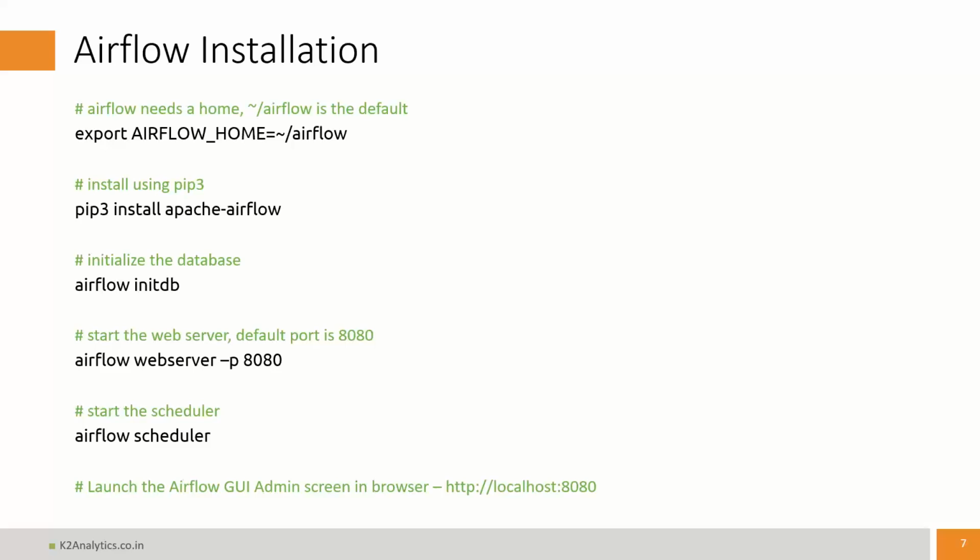Once you have installed it, you will have to launch the web server. The syntax is airflow webserver. By default, the port is 8080. In case your port 8080 is used by some other application, you can change this port. And you will have to run the scheduler. The scheduler is one of the important things because it schedules your jobs, and because of the scheduler, the jobs will get executed automatically at a periodic frequency.